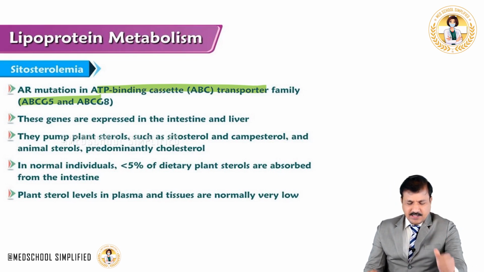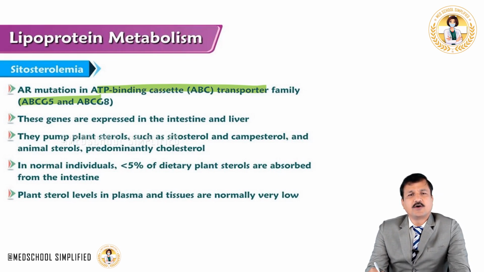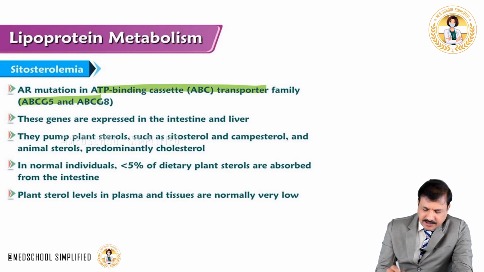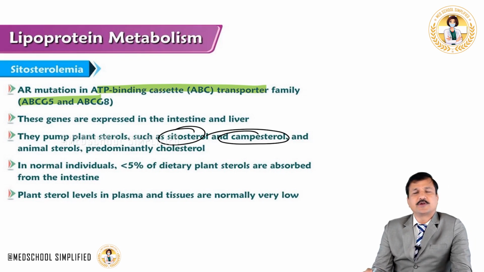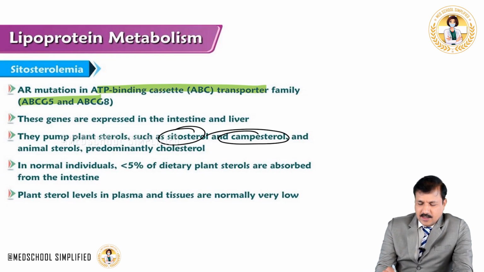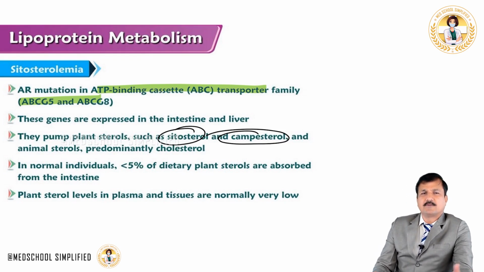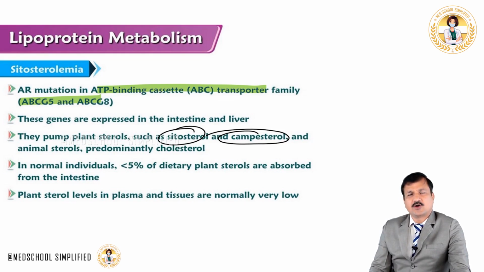So, ABC G5 and G8 transporters are important in the transport of plant sterols and cholesterol molecules. Plant sterols, for example, are sitosterol and campesterol. These plant sterols we don't want in our body. They should not be part of our cell membrane. Basically, what happens when we consume plant oils or the derivatives of plants, like vegetables containing plant oils and all that.